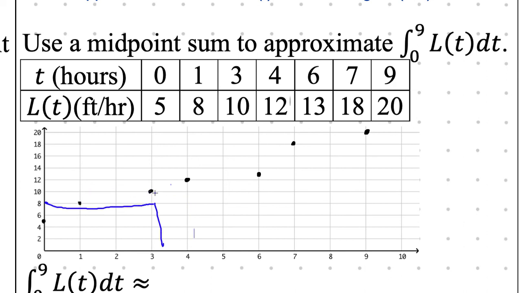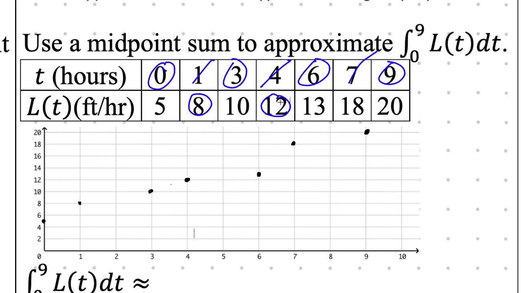The way that we do that is we go every other point. So I'm only going to use 0, then 3, then 6, then 9. I'm ignoring the 7, 4, and 1. What is the middle height between 0 and 3? 8. What is the middle height between 3 and 6? 12. And then the next one is 18. So it has this cool little zigzag pattern now.